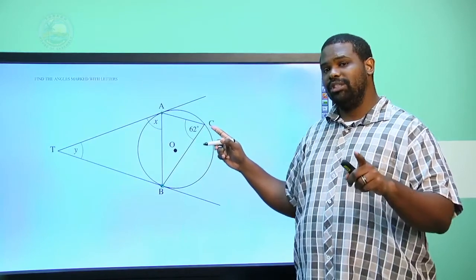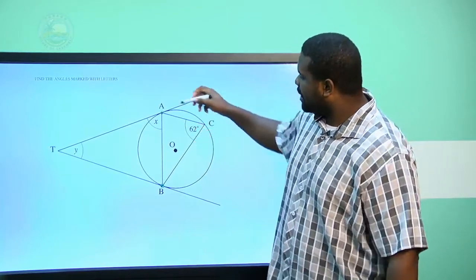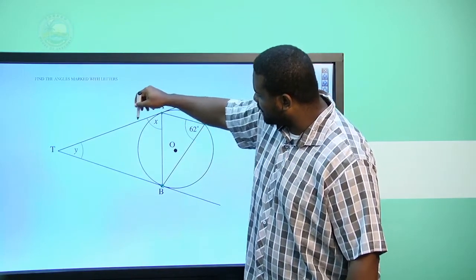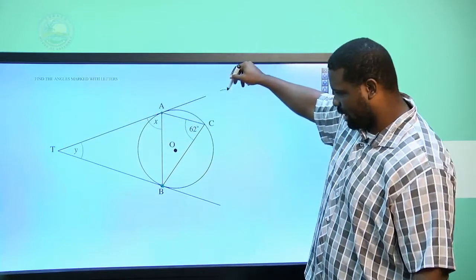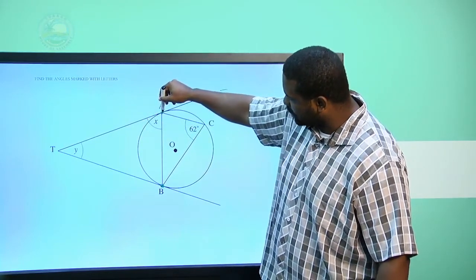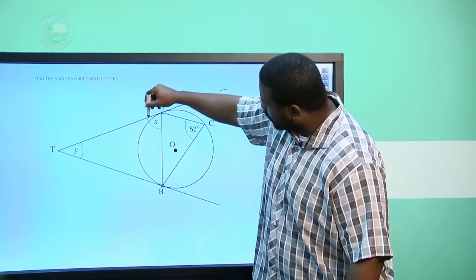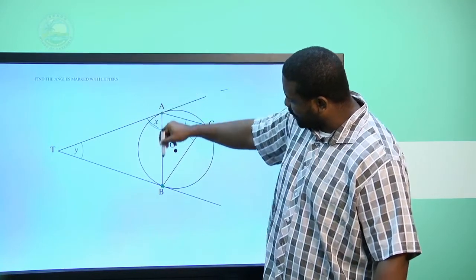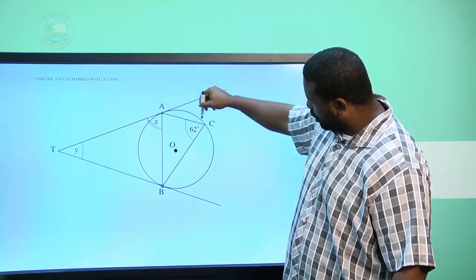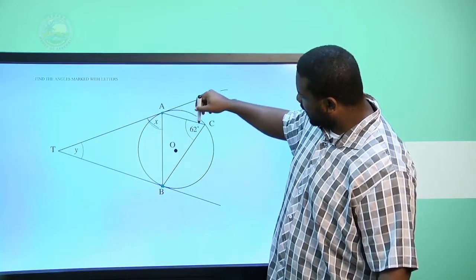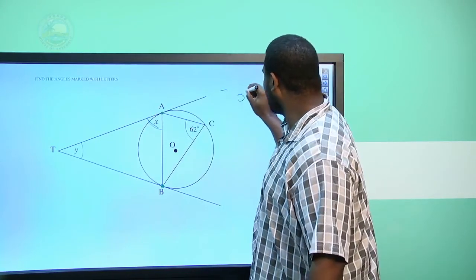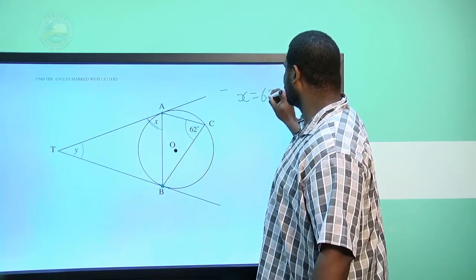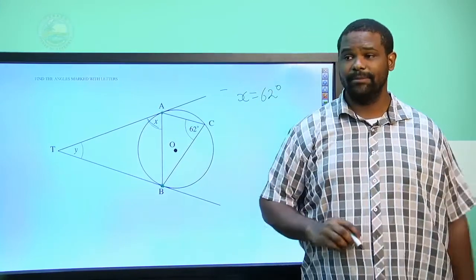And the last rule we just met is saying that the angle subtended between a tangent, and why is this a tangent? Because it only touches at one point. So the angle between a tangent and a chord is going to be equal to the angle subtended by that chord in the alternate segment. So if here is 62, it means that x is also going to be 62 degrees.